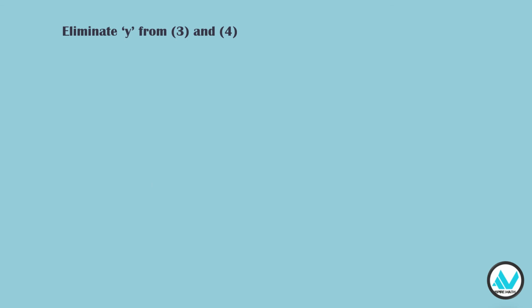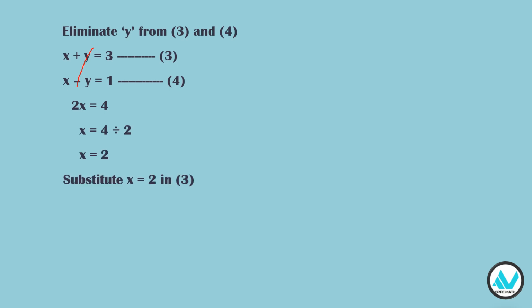Now let me eliminate y from equation 3 and 4. So let me write the equation 3, x plus y equal to 3, and equation 4, x minus y equal to 1. Now I'm going to cancel y because I have plus y and minus y. So I'm left with 2x equal to 4, which gives me x equal to 4 divided by 2, or x is equal to 2. Now let me substitute x equal to 2 in equation 3. So I get 2 plus y equal to 3, or y equal to 3 minus 2, which gives me y equal to 1. Therefore, the values are x equal to 2 and y equal to 1.